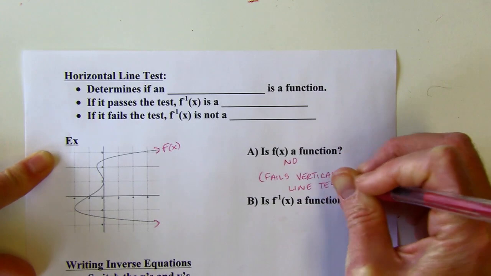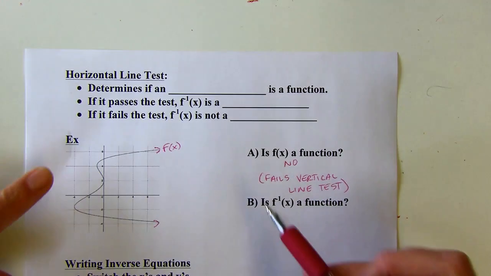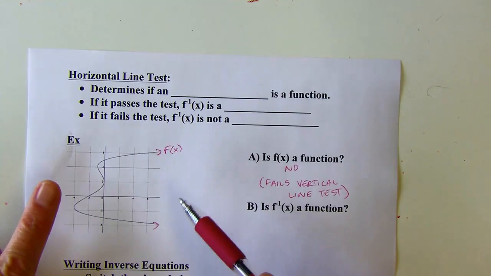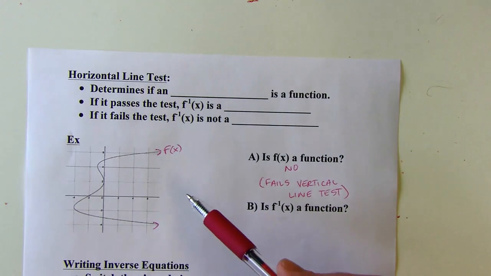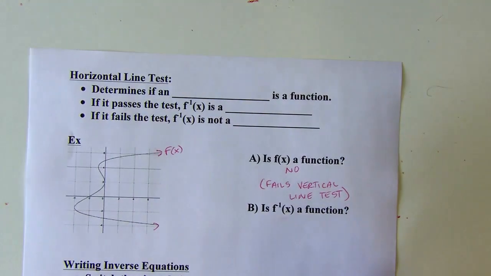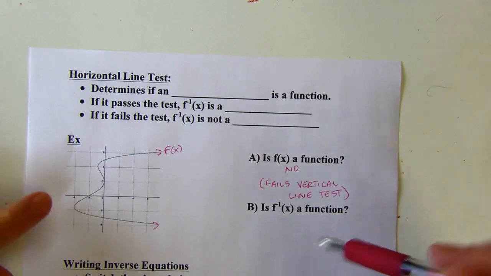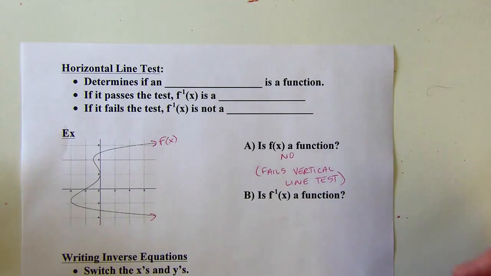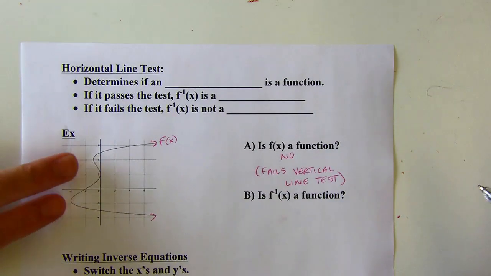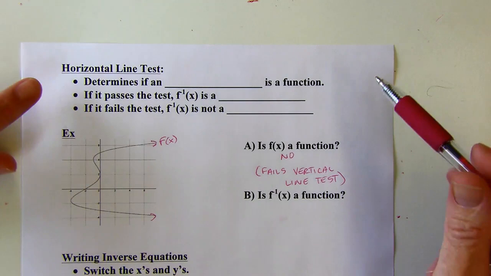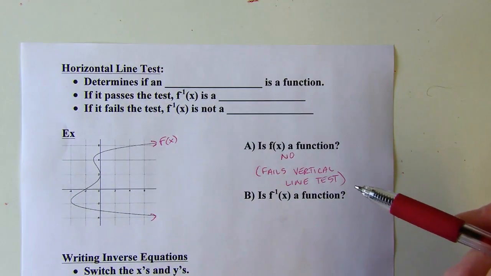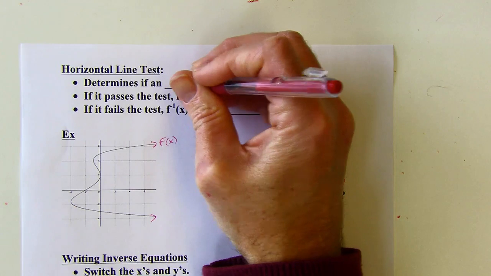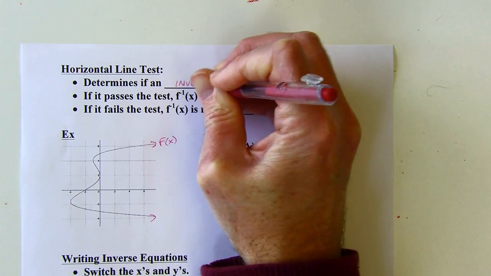Okay, so one way to handle this problem is to graph the inverse of this and then do the vertical line test again. But that's kind of a pain here. You could do that. It's not really that big of an issue, but it's going to be easier sometimes, if you don't already have the graph of the inverse of a function, to use the horizontal line test, okay? Because it determines if an inverse is a function.